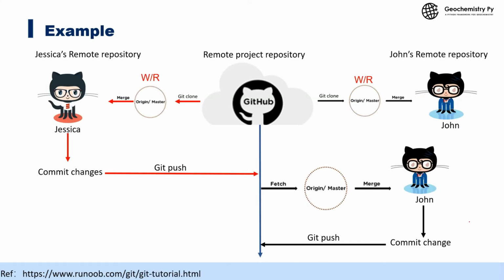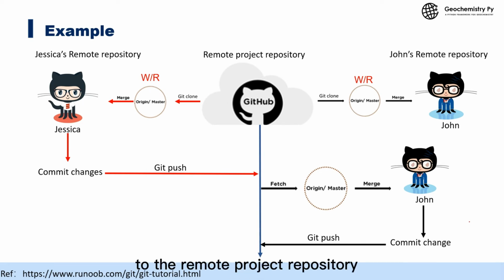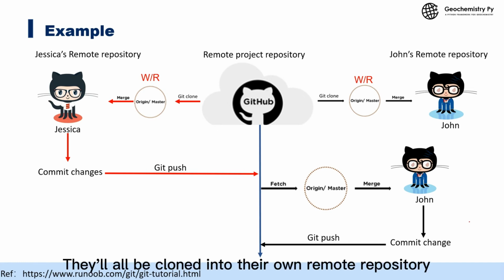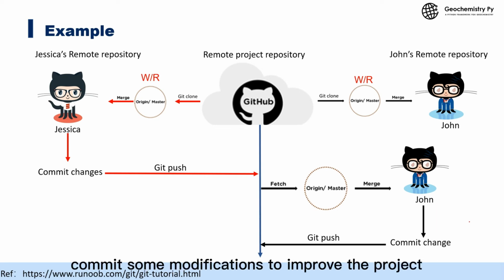For example, Jessica and John both have the permission to read and write to the remote project repository, and they are working together on a project. They will each clone it into their own local repository. So create a new branch from the master or main branch. Commit some modifications to improve the project.